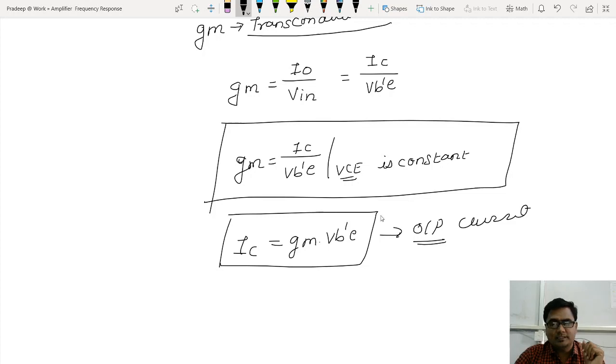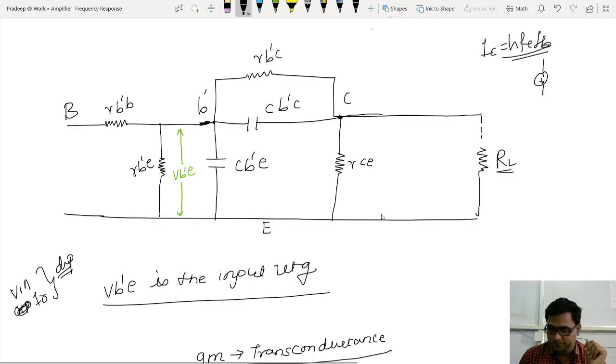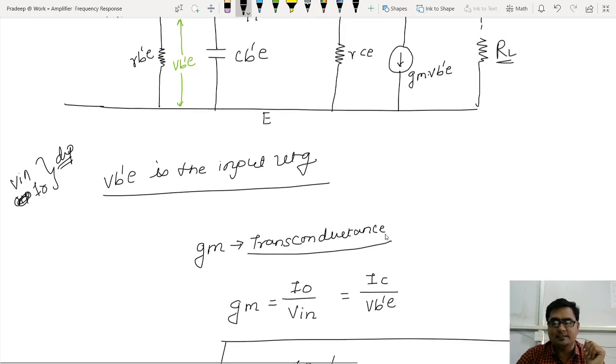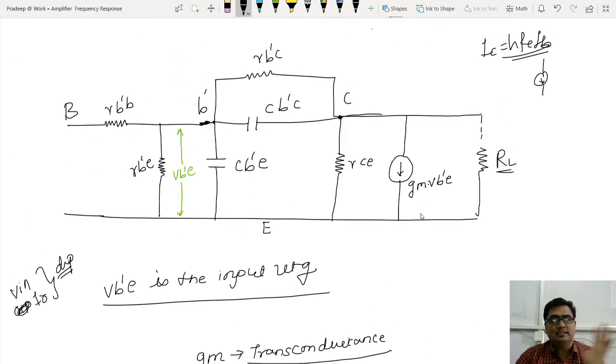So let me modify the diagram. Let me draw a current source here somewhere. This I have to add. Now what is the value? The value will be GM multiplied by VB'E, that is GM VB'E. So this is what I have inserted. Output current I am showing with reference to transconductance multiplied by input voltage.